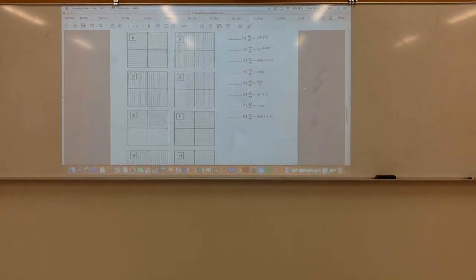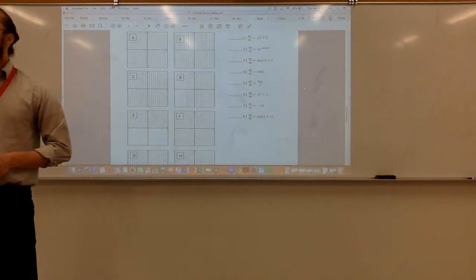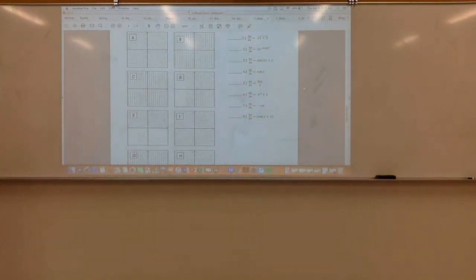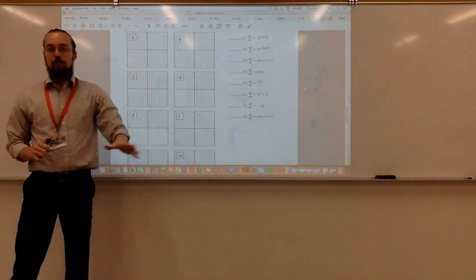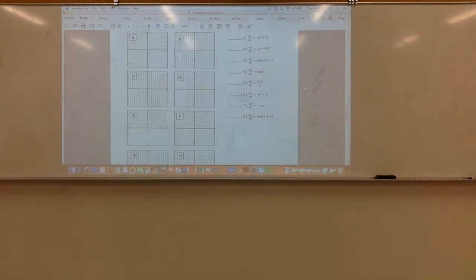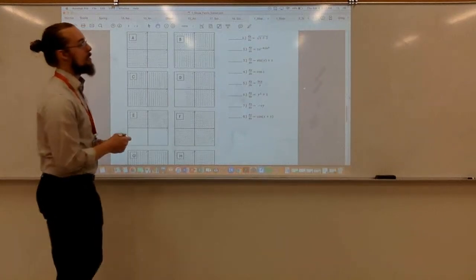Alright, so let's take a look at matching. Okay, we're given 8 differential equations and 8 slope fields. We need to figure out which one matches up with which. One of the more common ways that this shows up on the AP test is they will give you a slope field and give you 4 options and say which of these is the correct differential equation that goes with this slope field. Okay, so matching is a good way to practice that.